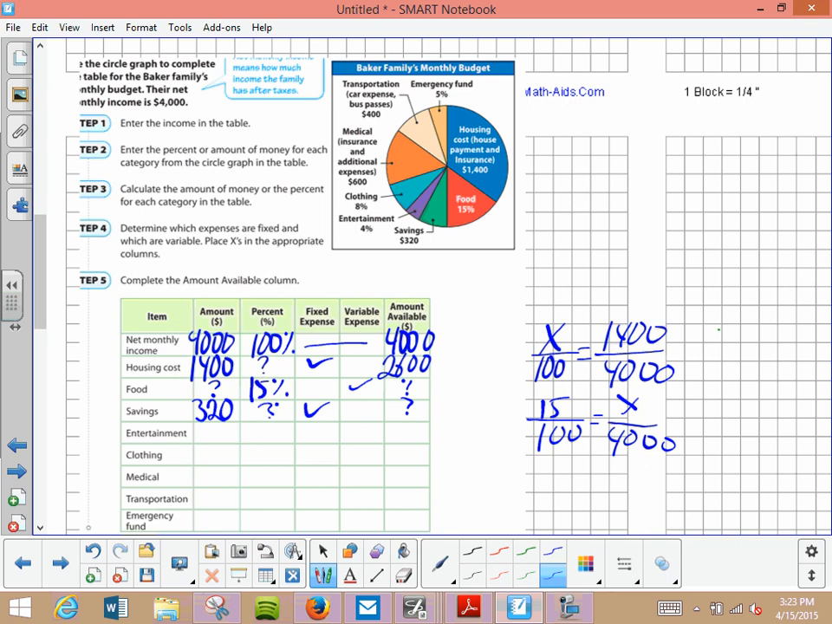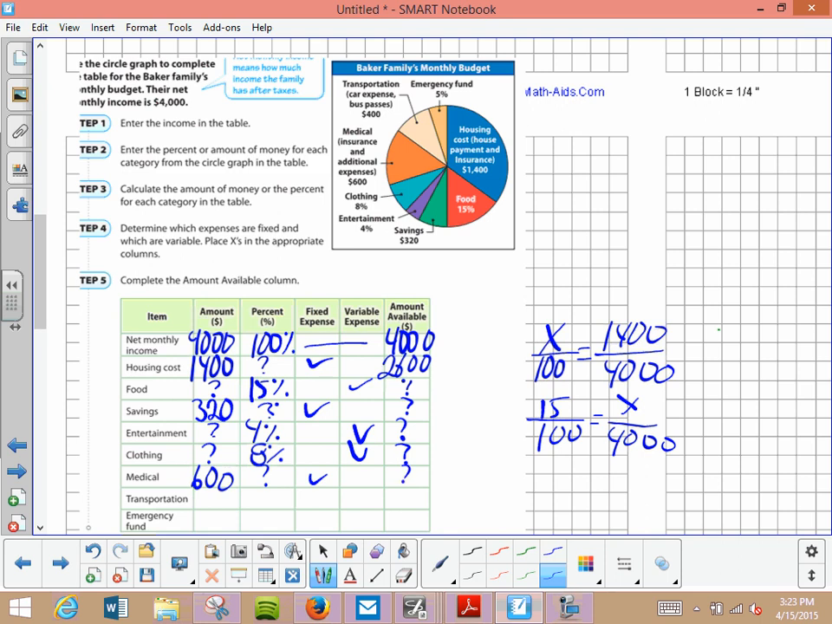And then entertainment. We don't know that, but we know it's 4%. It's a variable expense, right? What about clothing? 8%. We still don't know what that is. It's variable, and we don't know what that balance would be. What about medical? 600. We don't know the percentage. Is it variable or fixed? Oh, sorry, it's fixed. Yes, it's medical. That usually comes out of your paycheck. Yeah, mine does, part of the insurance.